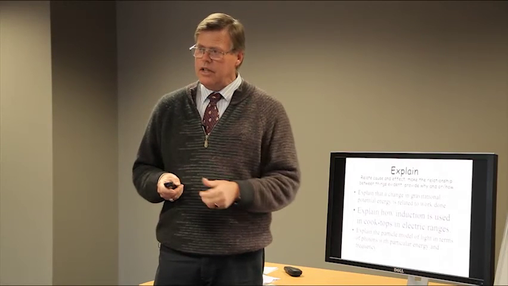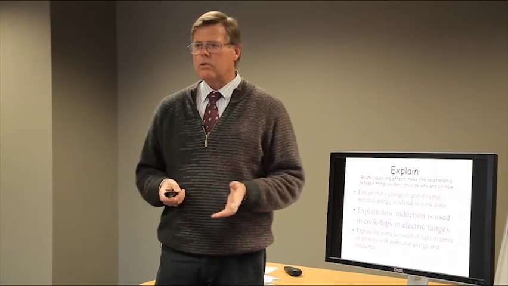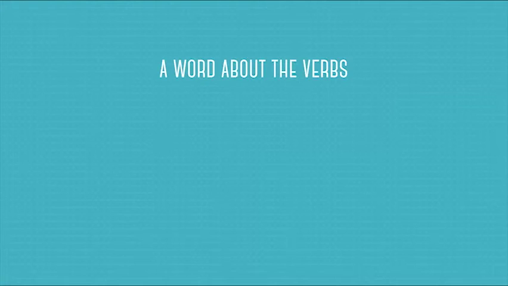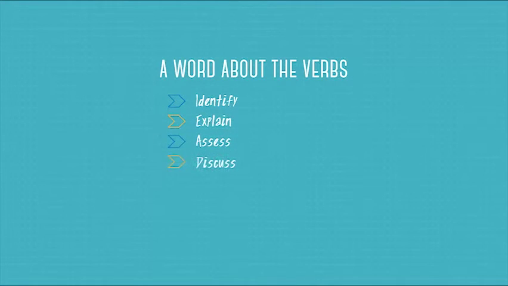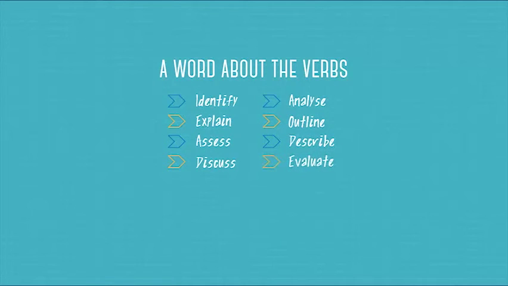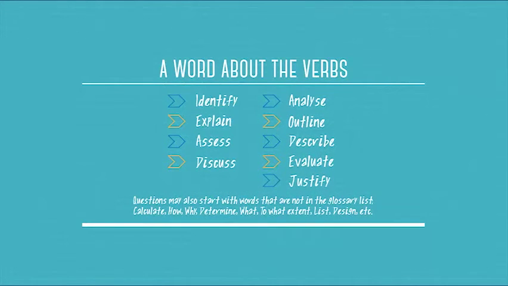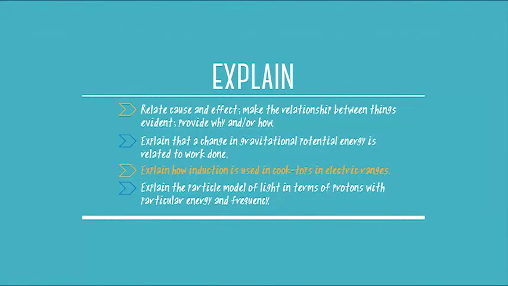All right, when we get to the written questions, it's really important for you to know what to look for in the question so that you know what to write. Most of the questions that relate to, for example, one of the verbs called explain, are really expecting you to write a cause and effect answer. If we look at some of the dot points in the physics syllabus, they sort of lend themselves more to a straight question. This one here, which says explain how induction is used in cooktops in electric ranges, is a really good one that lends itself really well to a cause and effect question.